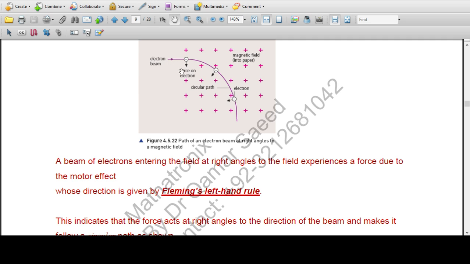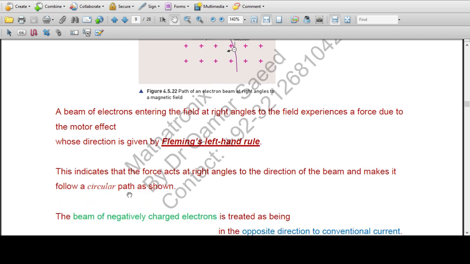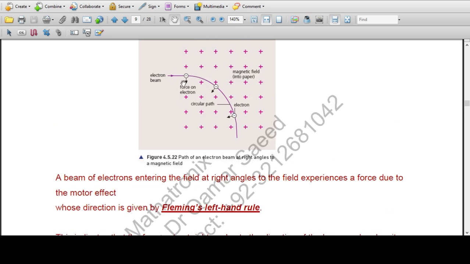So when the current is on the other side, this force will act downward. The force acting at right angle to the direction of the beam makes it follow a circular path as shown. As a result, this radius will be even lower when a higher beam of current or magnetic field strength is increased.